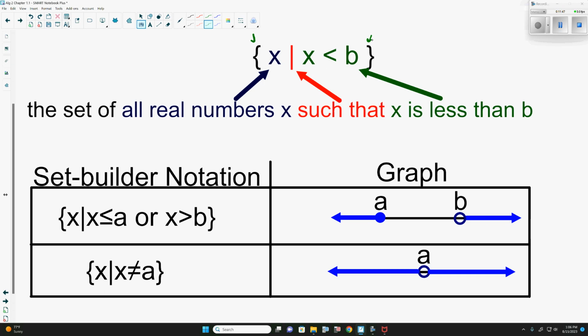Now the first part of this is this x here. This part of it describes what kind of numbers we're talking about. So if you remember back to yesterday where we talked about natural numbers, whole numbers, integers, rational, irrational, real numbers, that's what goes here. And unless it's told us otherwise, we're going to be using real numbers. Unless it specifically says the set of all integers or the set of all rational numbers, we're going to be using real numbers. And all we have to do is put x here.